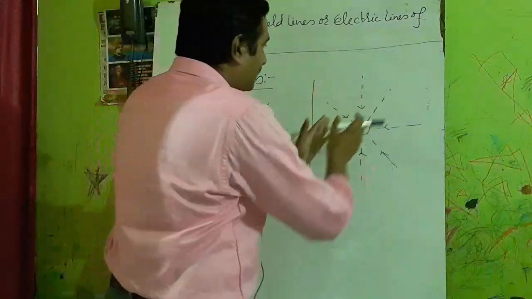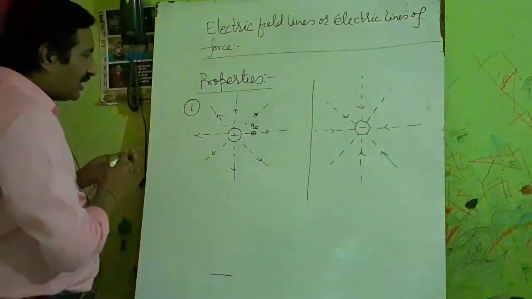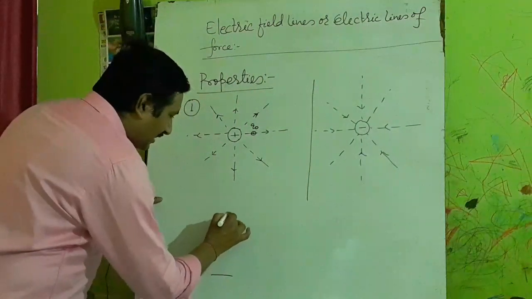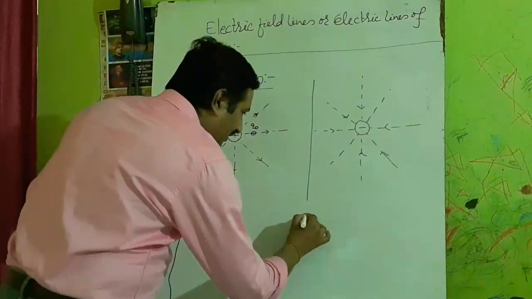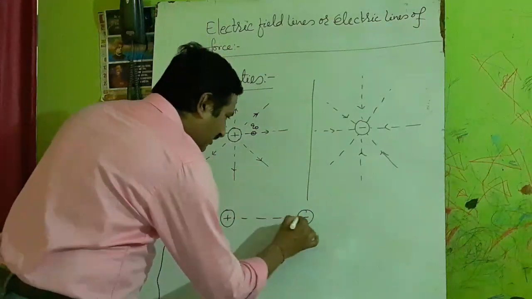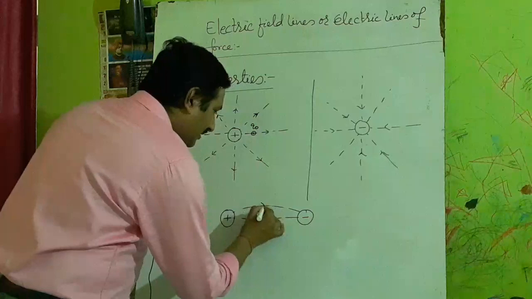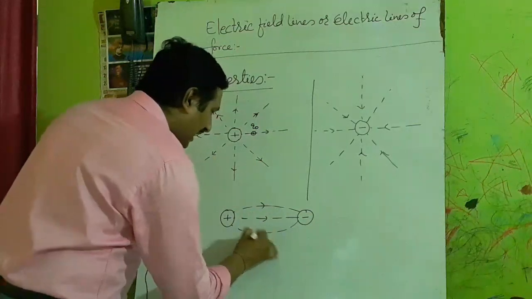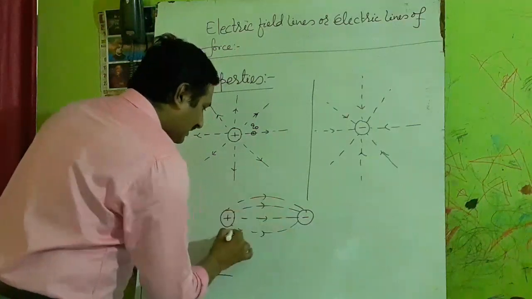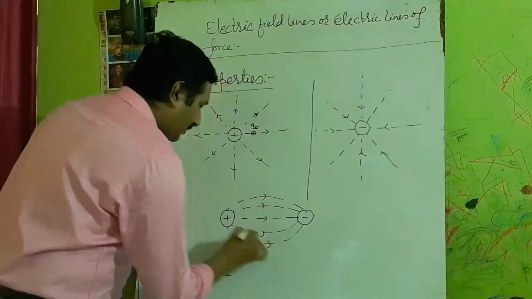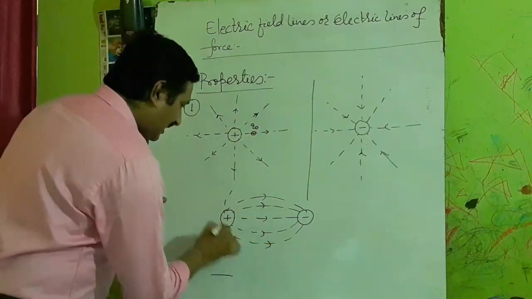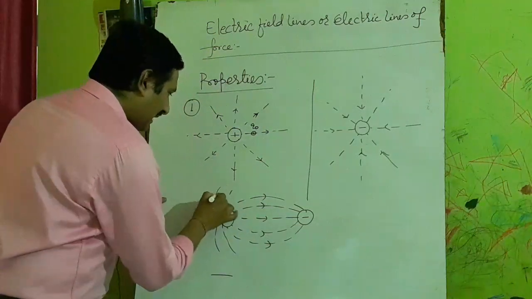These are the field lines due to an individual negative charge. You see, if positive and negative charge, both the charges are there, then what will happen? The field lines will be like this. They will initiate from the positive charge and terminate at the negative charge, like this.